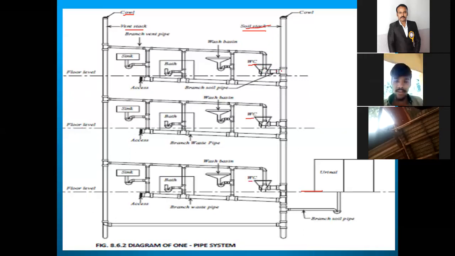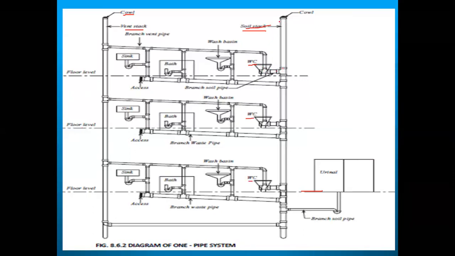Inside, the pipe connection is connected to the soil stack. On the second floor, it is connected to the soil stack. On the ground floor and the three floors, the connection is to the soil stack and the soil pipe. From here, the pipe is connected to what? The wash basin. The pipe is connected to the bathtub. The pipe is connected to the sink. So the kitchen, the bathroom, the wash basin, the water closet.